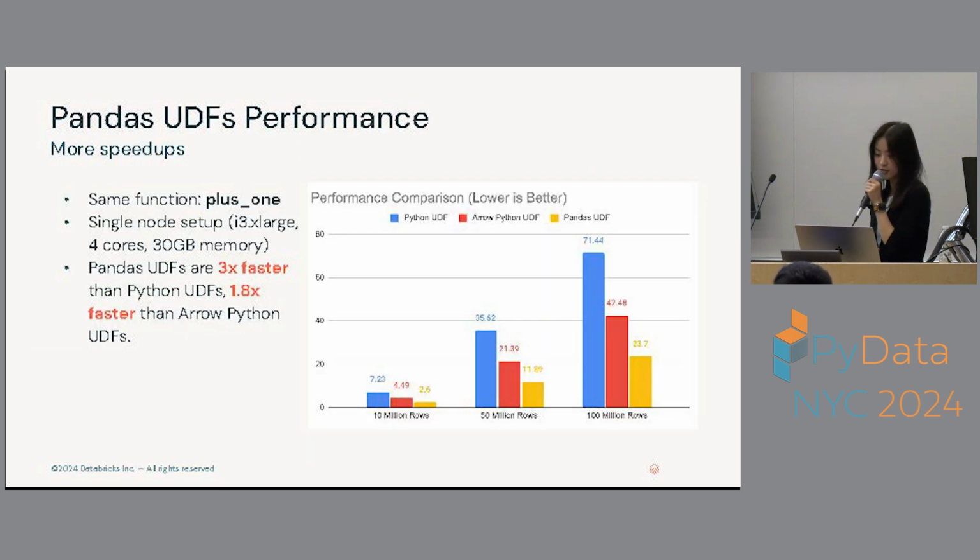Let's have a performance comparison. Here's a performance benchmark that shows the performance difference between the pickled Python UDF, Arrow optimized UDFs, and pandas UDFs, all using the same function, +1. You can see here that pandas UDFs are 3 times faster than the regular Python UDFs, and around 1.8 times faster than the Arrow optimized UDFs. So this clearly shows the power of vectorization.